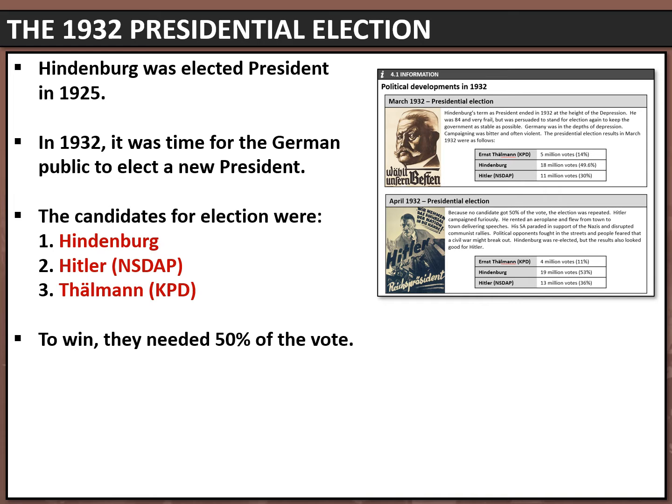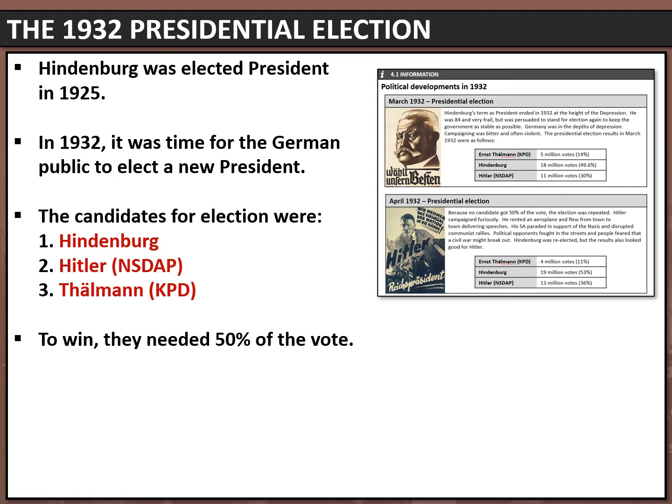Now, to win the presidential election, they needed to get 50% of the votes. And as you'll see when you read, in the first round, none of the candidates managed that. So the election gets repeated a second time.